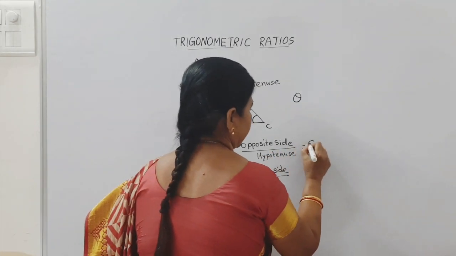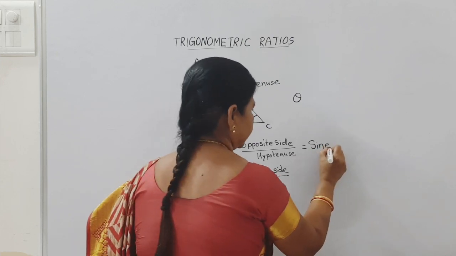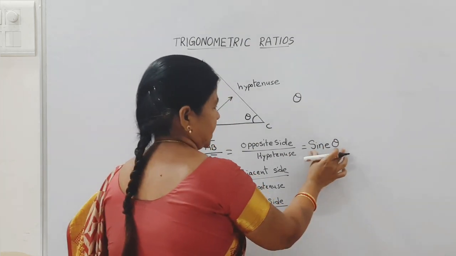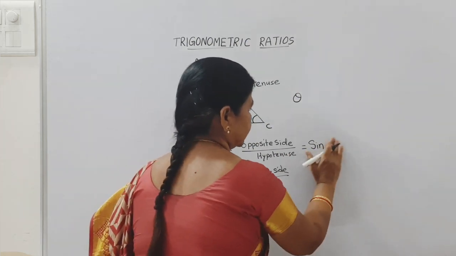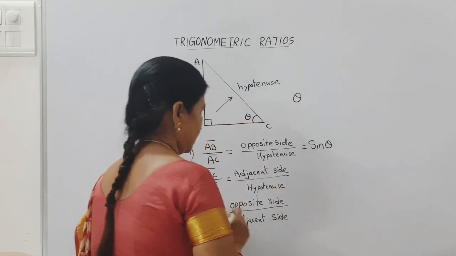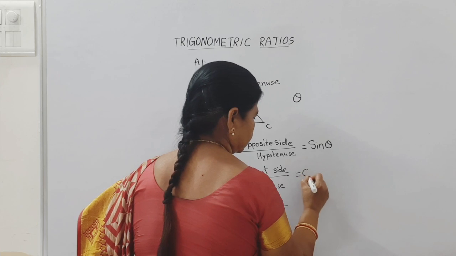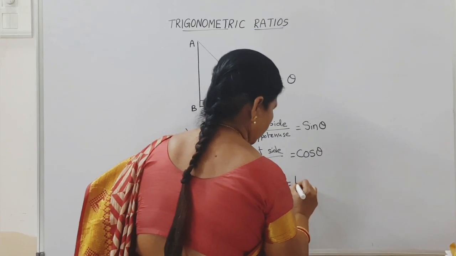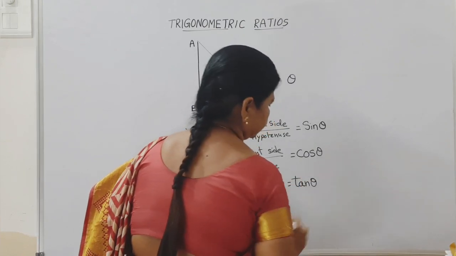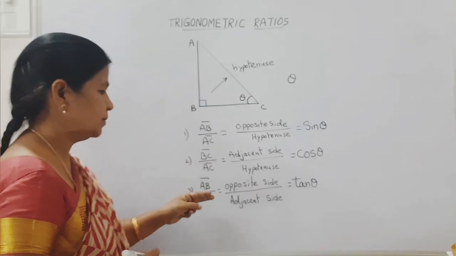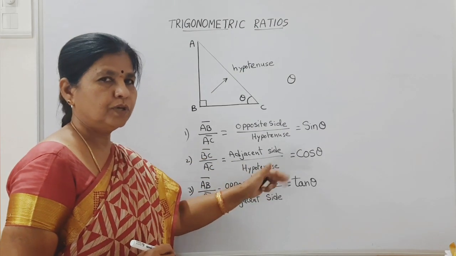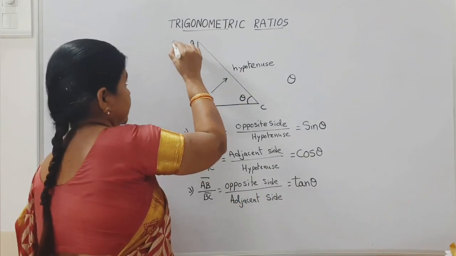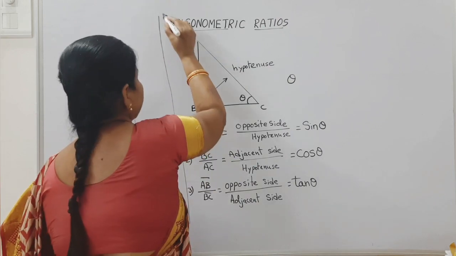This is called sine theta, because we are considering the angle as theta. This is the value of theta. So sine theta, or simply we can write sin theta. And this is called cos theta. And this is called tangent theta or tan theta. These are very, very important ratios which we have to practice. We have to practice all these trigonometric ratios.